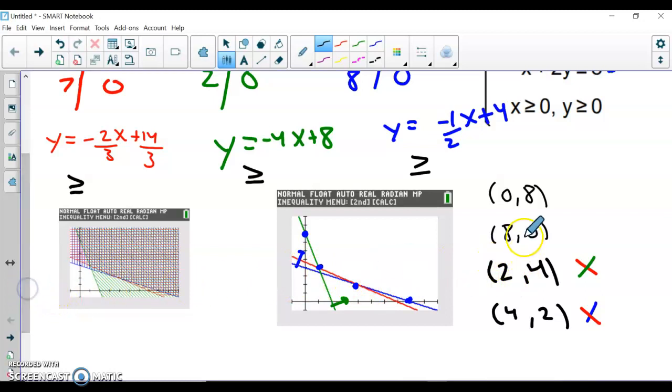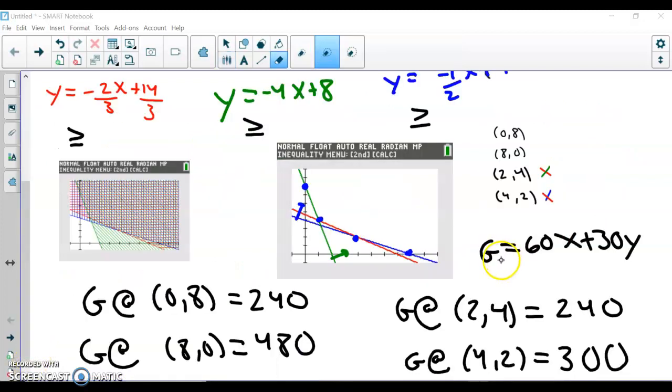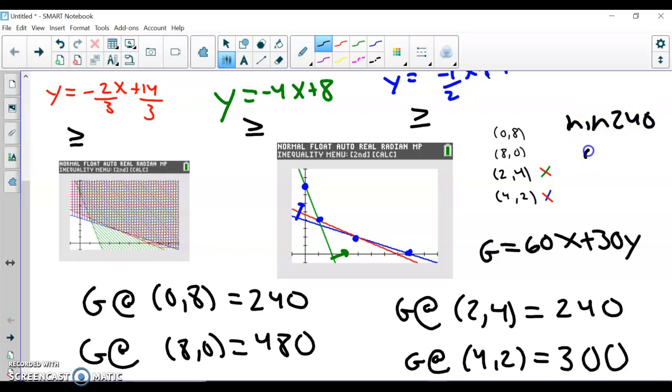Now, the only thing left to do is to plug all 4 of these xy pairs into G, and then accept the smallest value of G as the minimum. I'm going to pause to do that because I have a 15-minute time limit. So here's G, and I evaluated G at all 4 of those corners. It's a bit of a strange problem, because the minimum is 240, but it occurs at 2 different places. It occurs at 0, 8, and it also occurs at 2, 4.